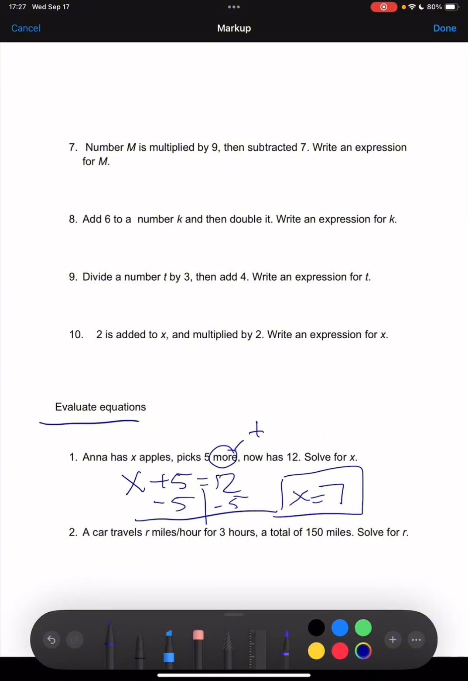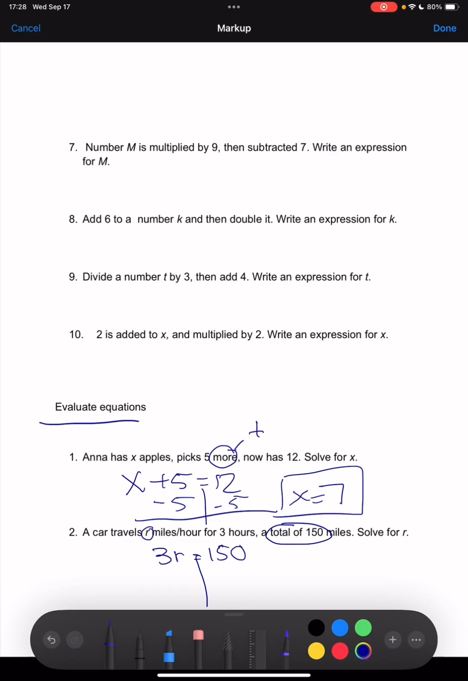Number 2. A car travels r miles an hour for 3 hours, a total of 150 miles. Solve for r. We know that they traveled for 3 hours, but then we do not know their speed, so that's why there's a variable right there. So there's an r. But in total, they ended up with 150. When there is a number and a variable together without any subtraction signs or addition signs separating them, that means we're multiplying.